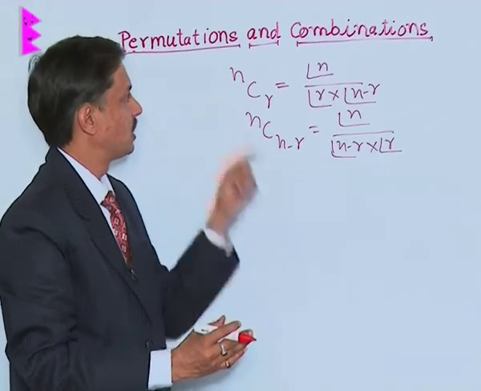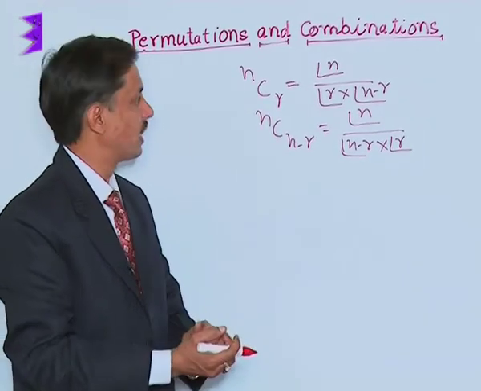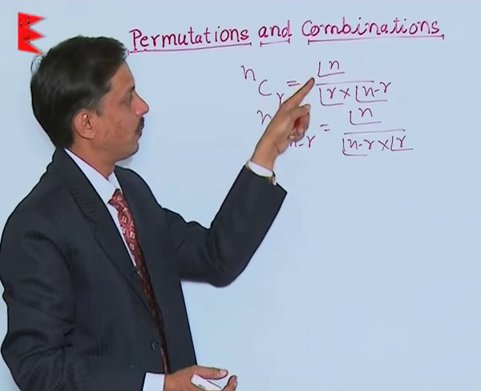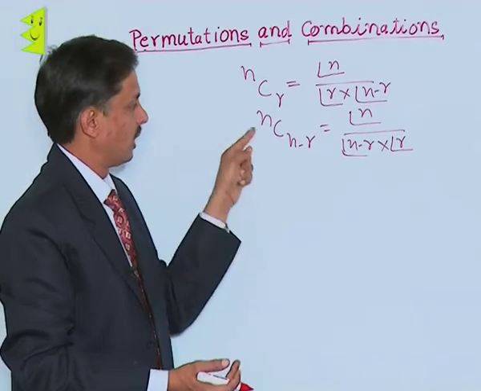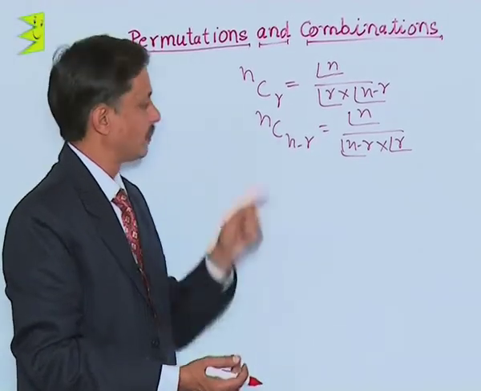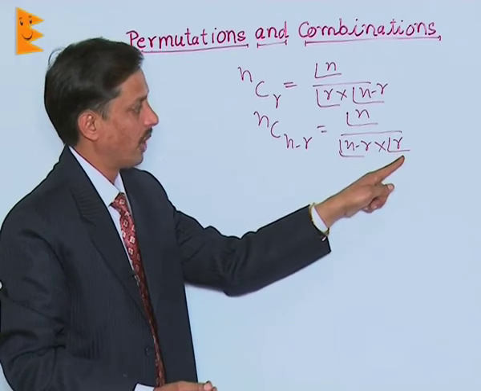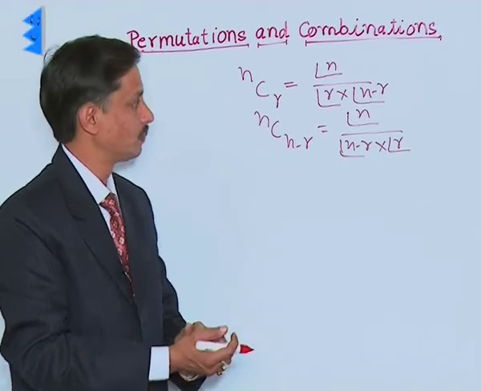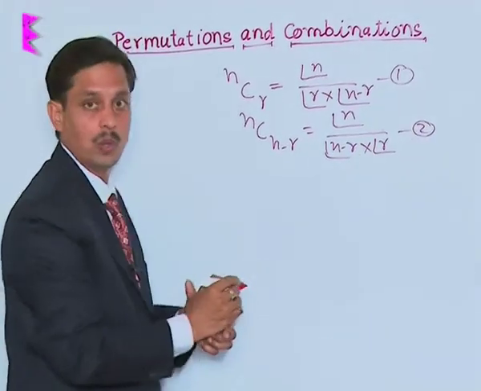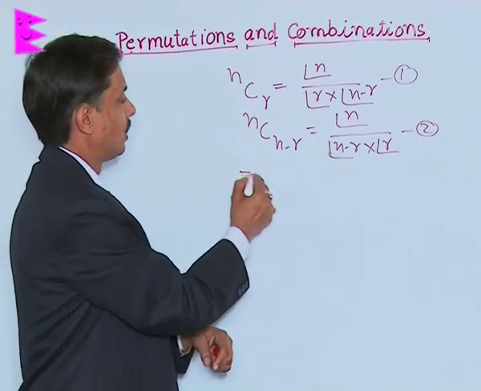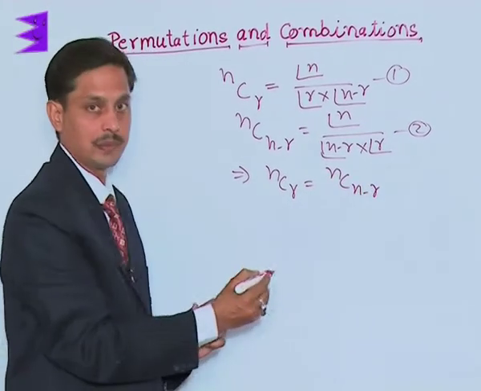So what is the first result? The selection of r objects out of a group of n objects, the formula nCr is given by factorial n upon factorial r into factorial n minus r. Another result which is quite related to this: nC(n minus r) is also equal to the same, factorial n upon factorial r into factorial n minus r. So from these two results, result number 1 and result number 2, what can we conclude? This implies nCr is equal to nC(n minus r).